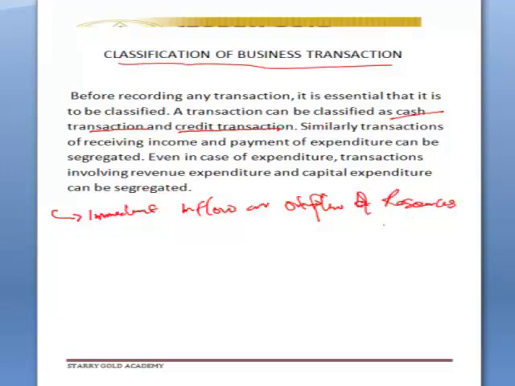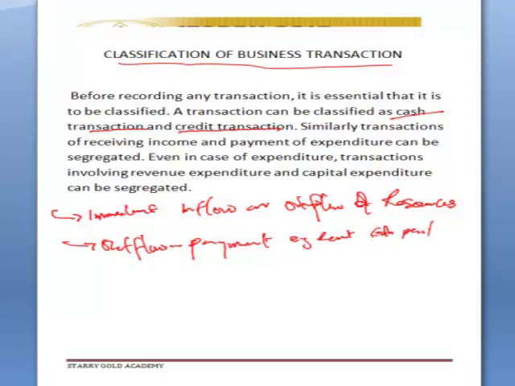Such a transaction is referred to as what? Cash transaction. That is, if it is an outflow, for instance, where an outflow here means payment, e.g., rent. Cash is being paid immediately.